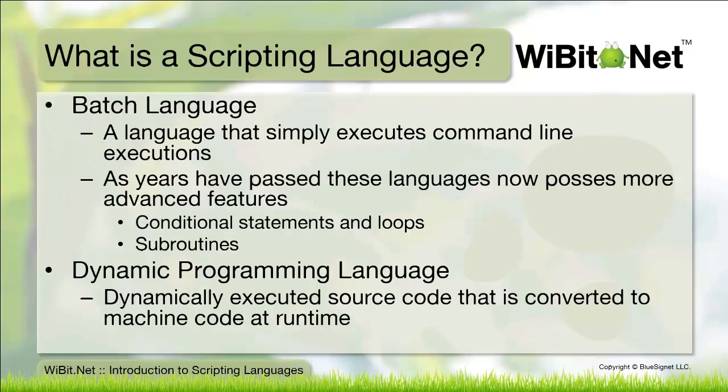And as the years have passed, developers looked at and used batch languages and thought, this would be great if I could have some additional features, like maybe object-oriented programming, or maybe I can do subroutines, and so on. That led to the evolution of the dynamic programming language, and we will be focusing on that more in the Wibbit.net courses. But just so that you know, these are the two major ones that you'll see out there in the software development world.